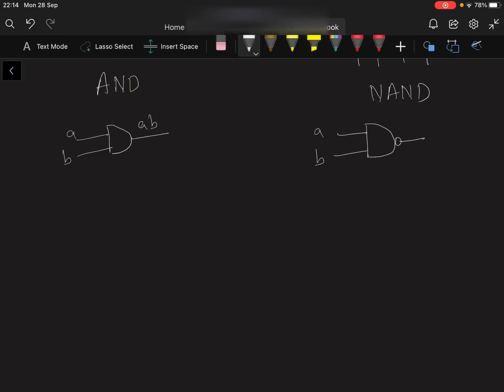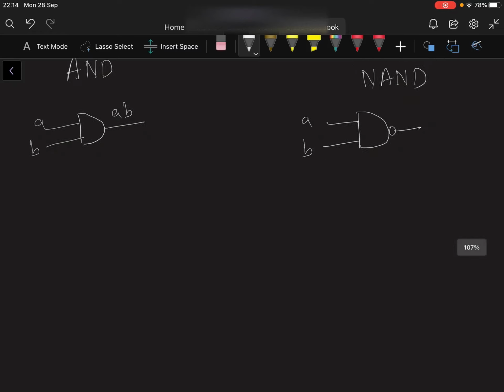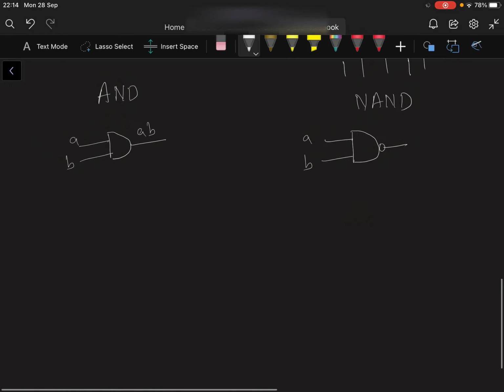NAND will give you AB complement. Okay, now one thing you have to remember is 0's complement is 1 and 1's complement is 0, so it works the opposite way. Okay, so just remember these small things. Let's draw a truth table.